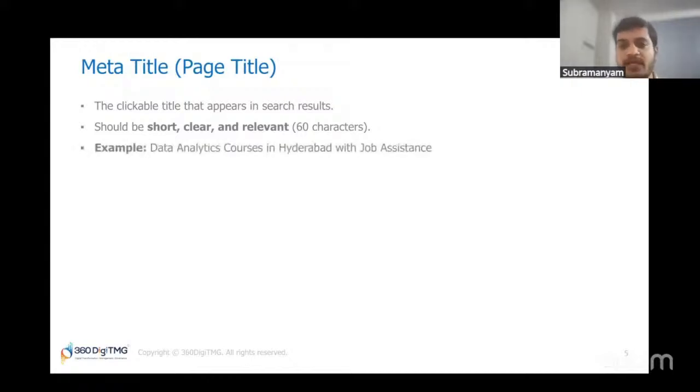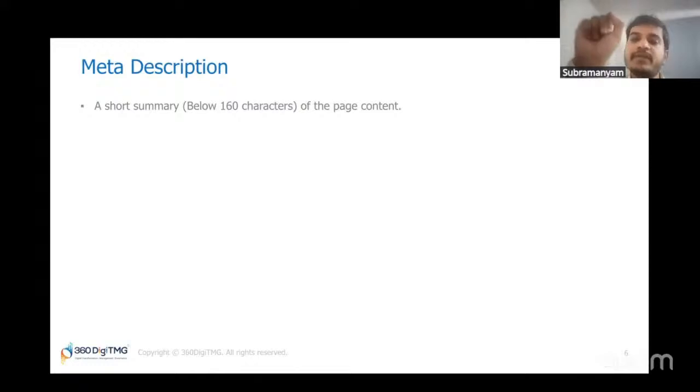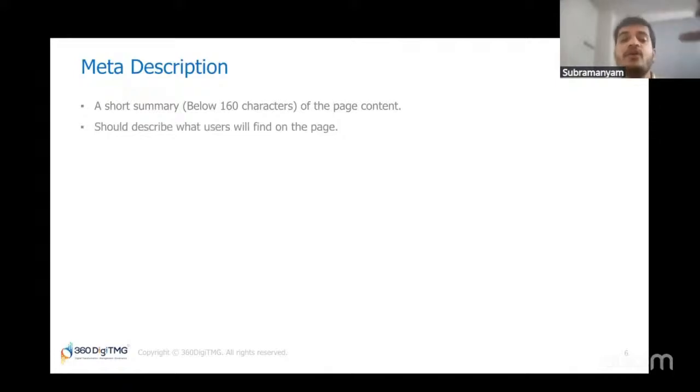Okay, example, yes, I'll show you. When it comes to meta description, it is a short summary of that particular page. In that meta description, we need to mention the targeted keyword. If there is no targeted keyword in the meta description, Google won't pick your page, right? And it should be below 160 characters. It should describe what users will find on the page.